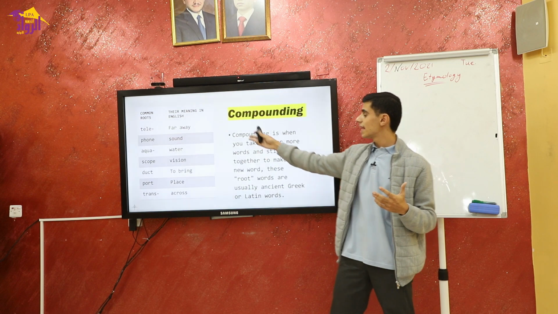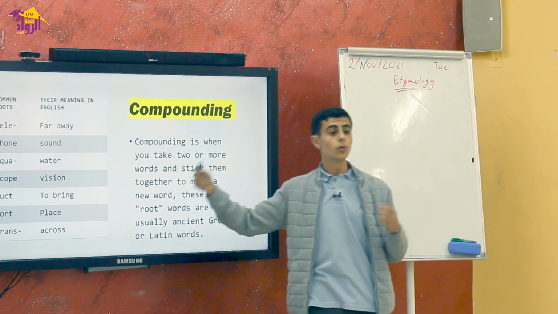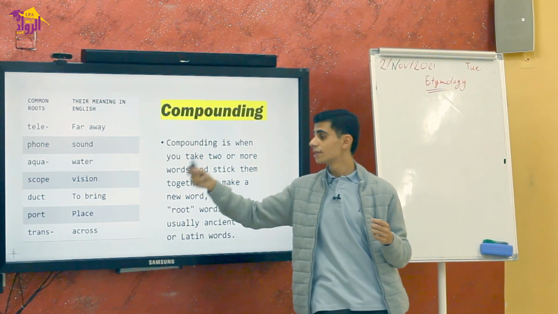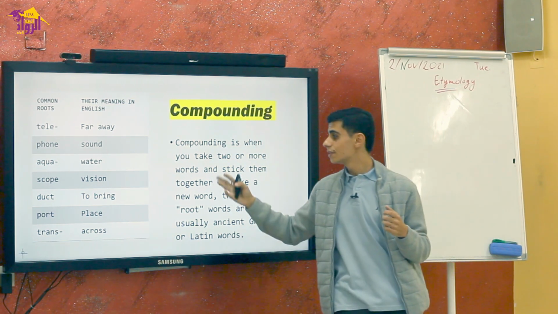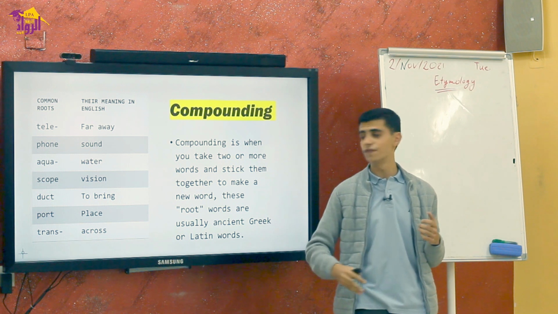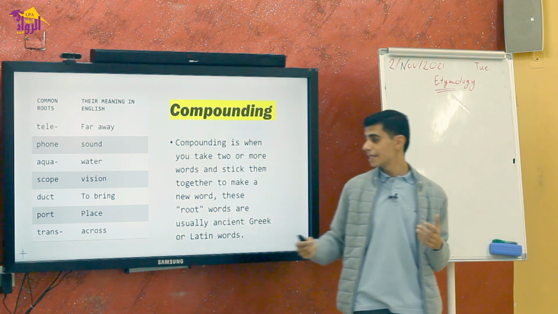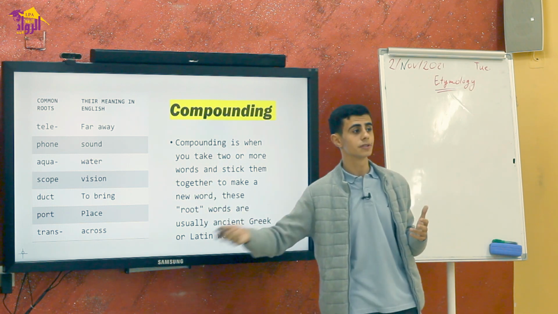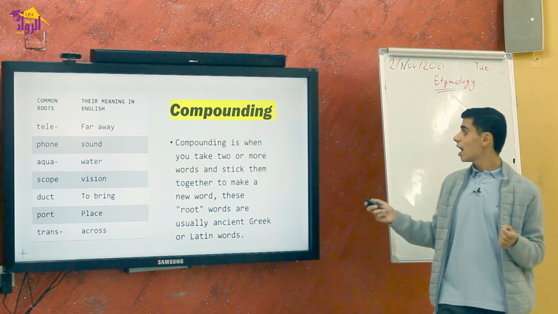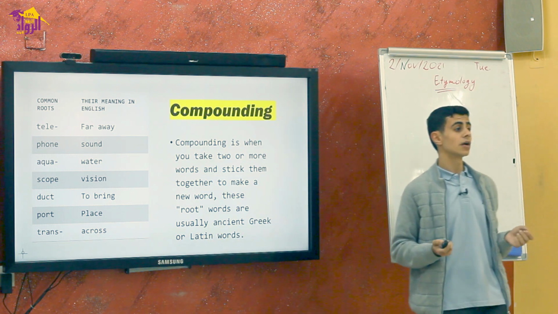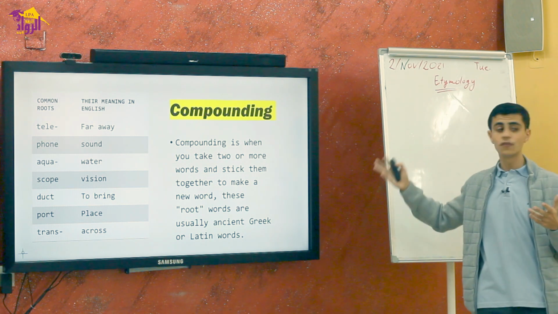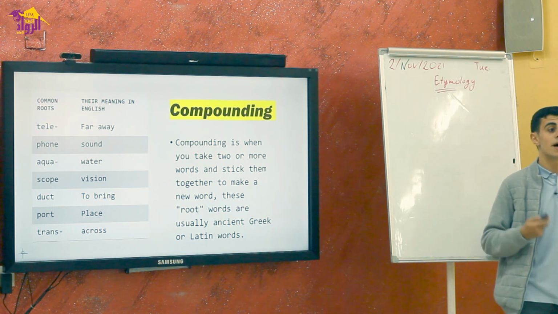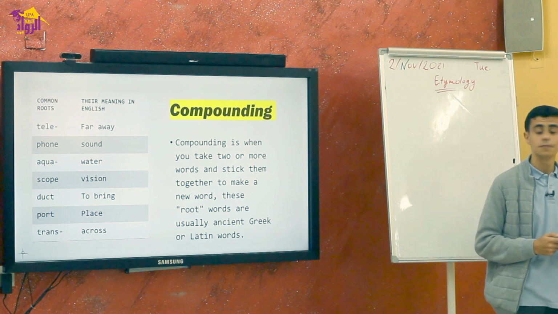For example, the word tele, meaning far away, the word phone, meaning sound, the word aqua, meaning water, the word scope, meaning vision, the word duct, meaning to bring or to give, port, meaning a place, and trans, meaning across or beyond. But compounding isn't always from these foreign languages. There are lots of words in the English language that are examples of compound nouns. For example, the word basketball or the word witherman.